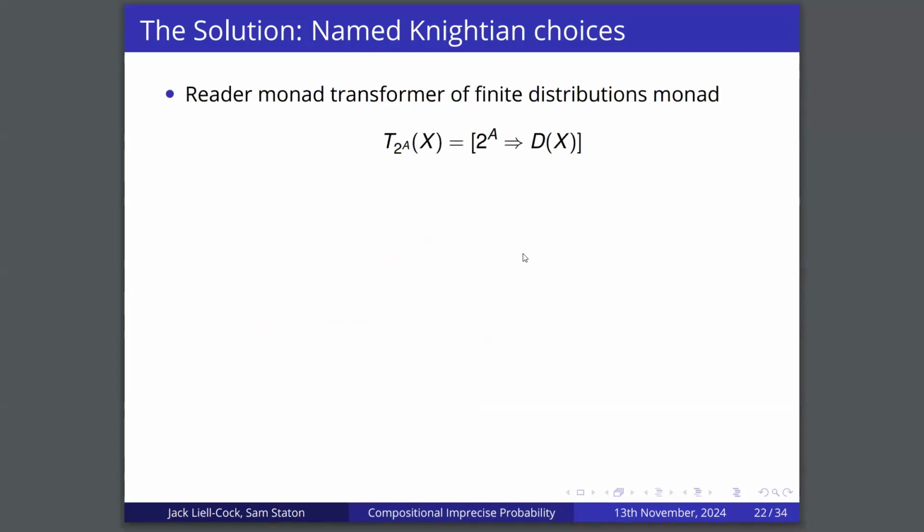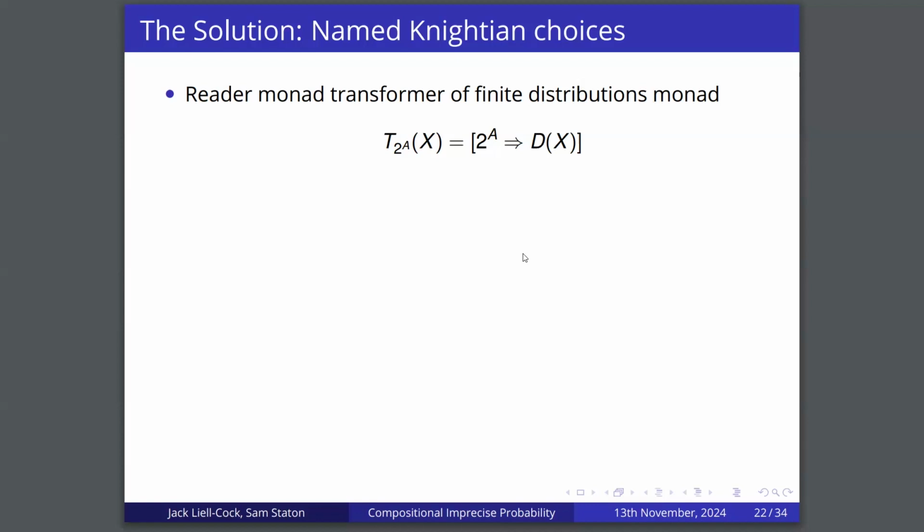All right, so how do we actually use this idea and build a monad out of it, so that we can actually encode it into our programming language? So what we do is we take the reader monad. The reader monad you can think of as a function from a specified set, in our case 2 to the A, into the output, X. And so you can think of that as you can read from the set A, and if you plug in an element of the set 2 to the A, it will give you an element of the output set. And this is a reader monad transformer over the finite distributions monad.